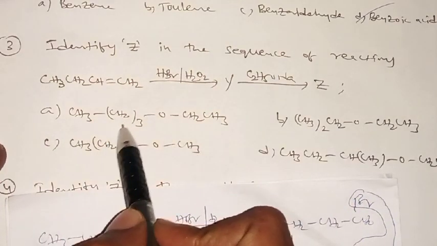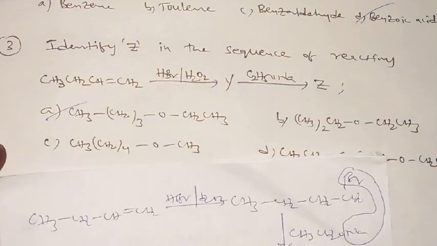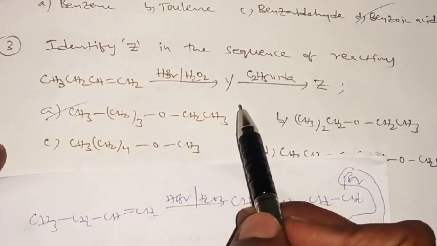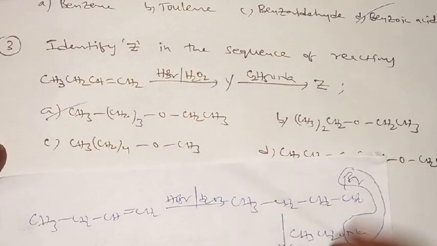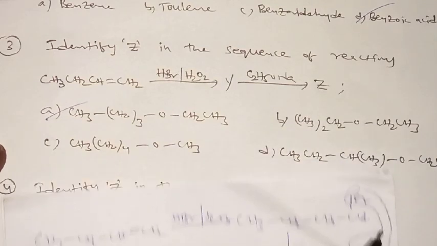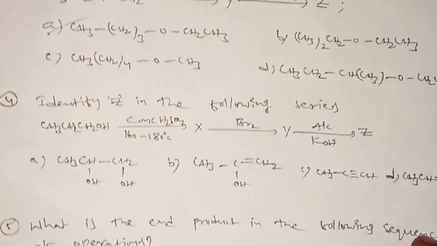Then what is the appropriate answer here? Just the first step is the anti-Markovnikov rule, and the second step gives the corresponding ether because sodium bromide is removed. Is it clear? Right. Look at the next question.